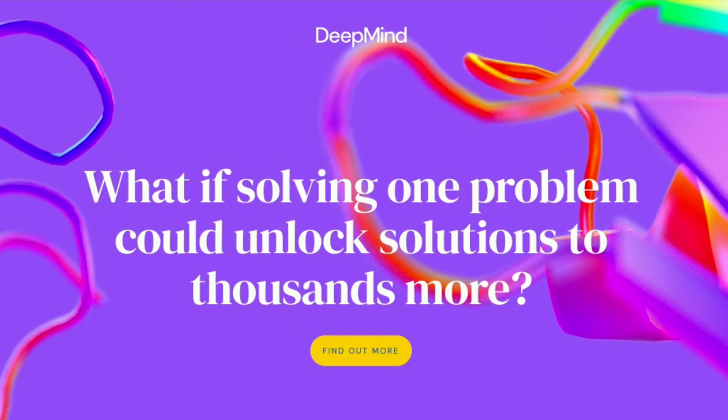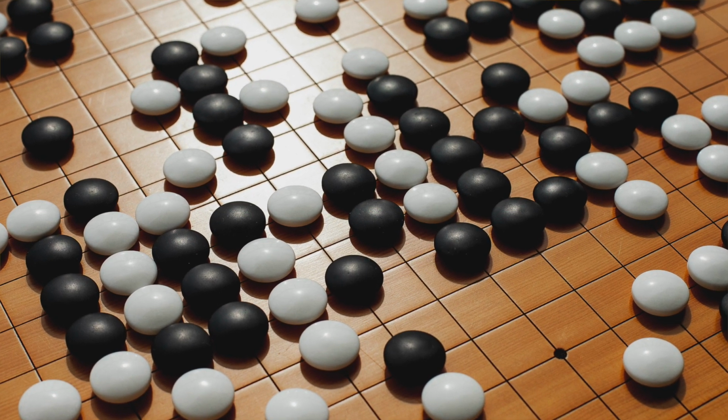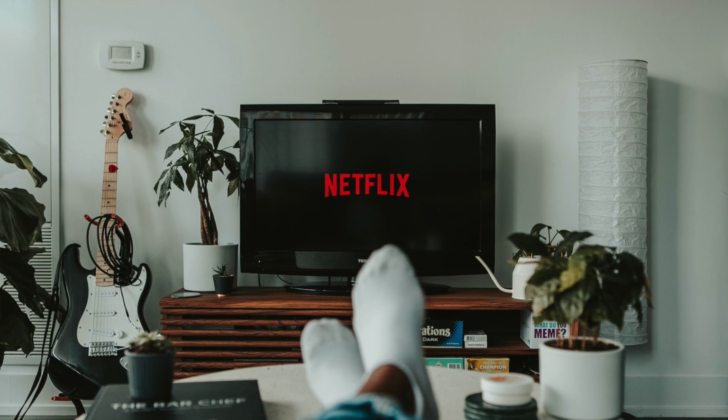In case you don't know, DeepMind Technologies is a British artificial intelligence company, which became famous in 2016 when their AI program called AlphaGo defeated the human world champion in the game of Go. And in 2014, DeepMind was acquired by Google for $500 million. There's also a documentary on Netflix called AlphaGo, highly recommended if you're interested in the background. Now, let's look at the patent.